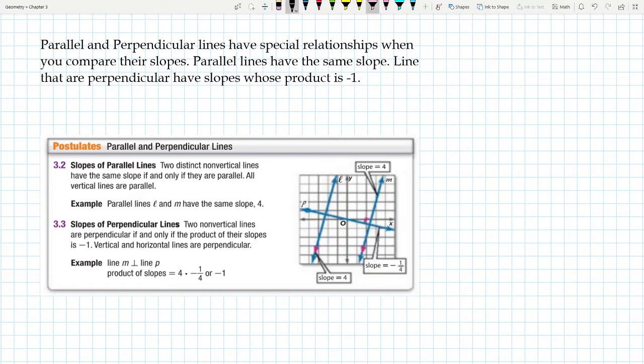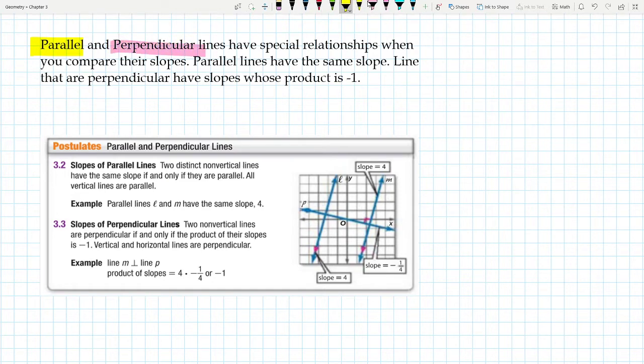Okay, this whole chapter so far has been about parallel lines. We're also going to talk about perpendicular lines here because we're talking about slopes. And what's interesting is they have some nice relationships. Let me actually color code this here. We'll do perpendicular in red.